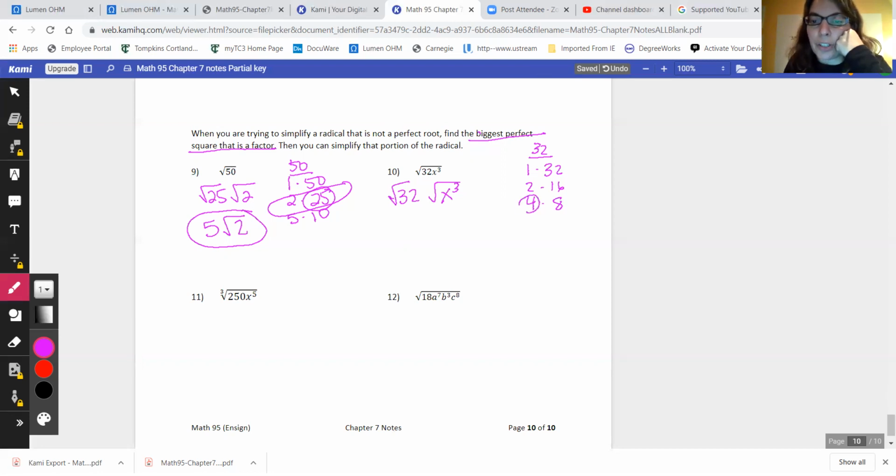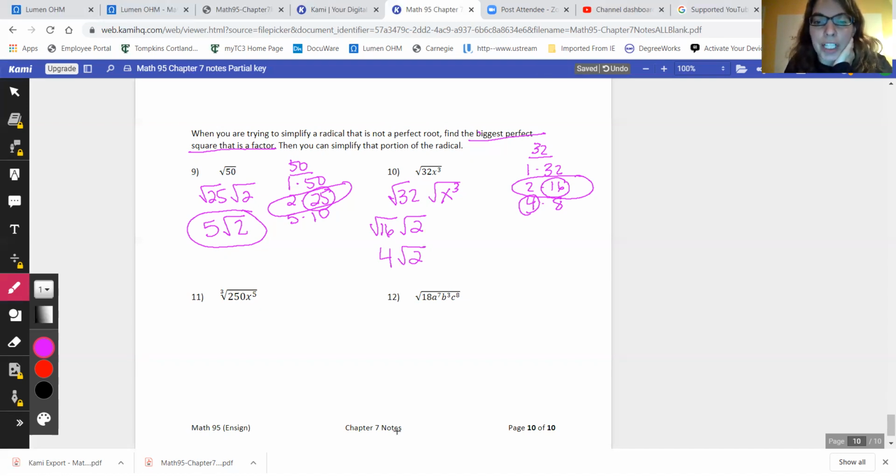So I have 2 perfect squares here, okay? The best thing to do is to pick the bigger one. Otherwise, I'll just have to simplify it a second time, and you might miss that. So I'm going to say that 32 is 16 times 2. I put the perfect square first. This is going to become 4 radical 2.